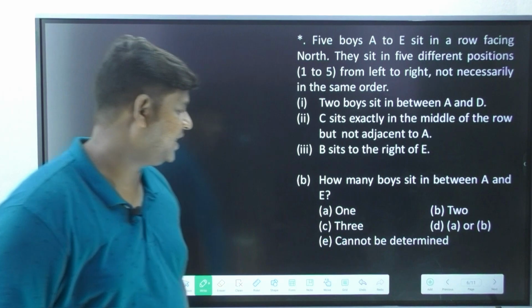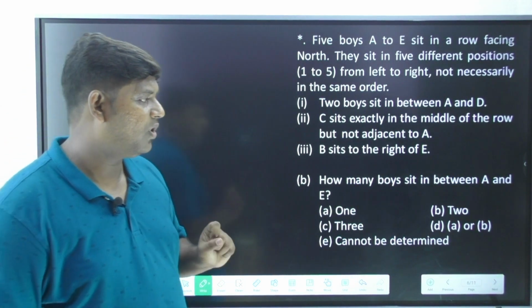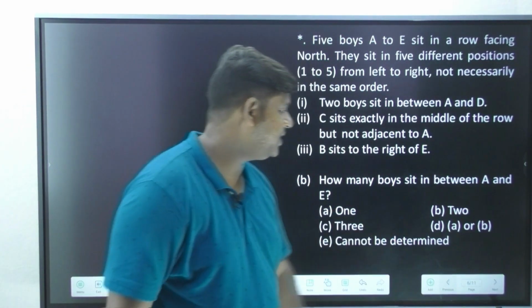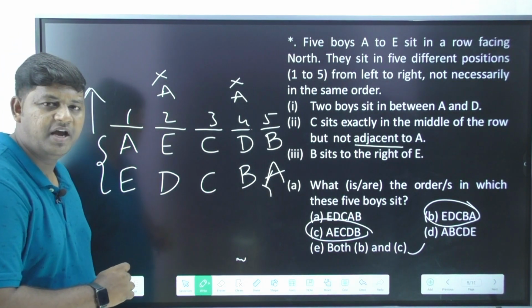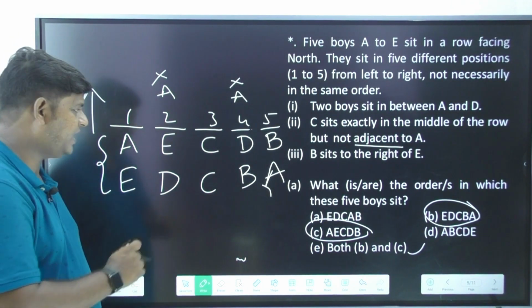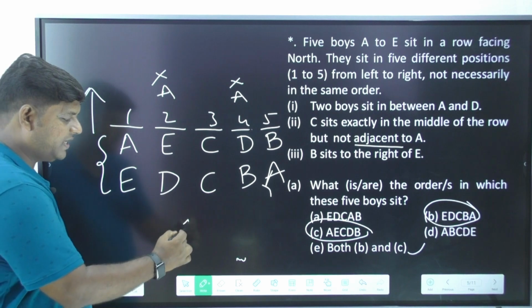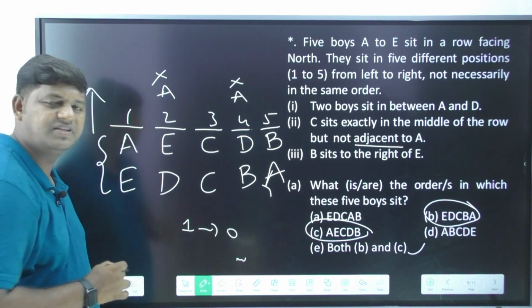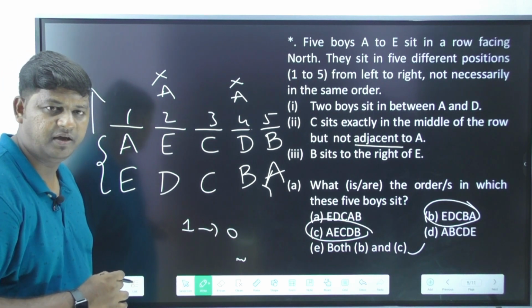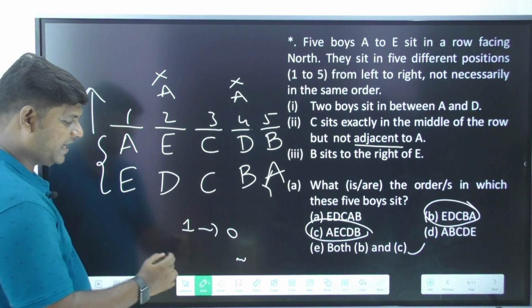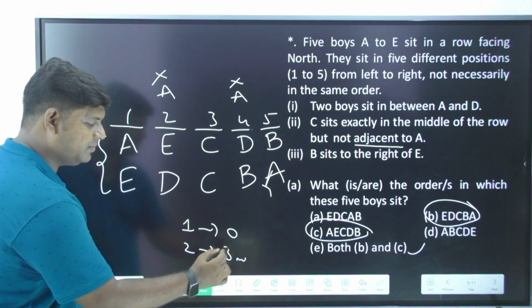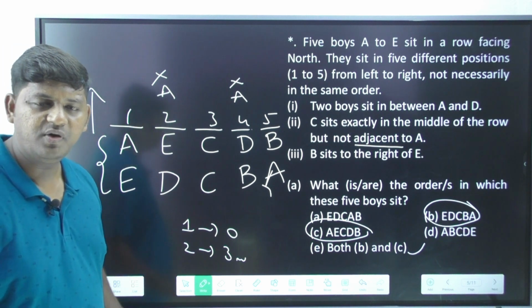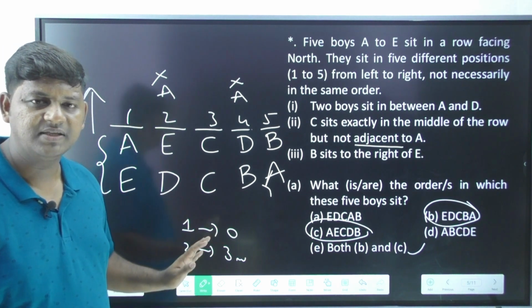What is the next question saying? How many boys sit in between A and D? Now tell me, how many are there in between A and D? In possibility case number 1, you are actually having 0 persons in between A and D. And in possibility case number 2, you are having 3 members. Don't tell me your answer is 0 or don't tell me your answer is 3.